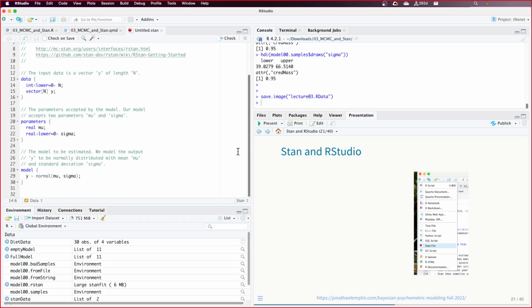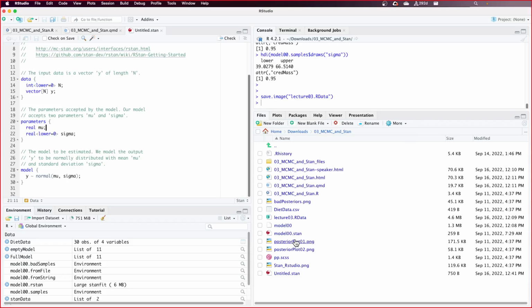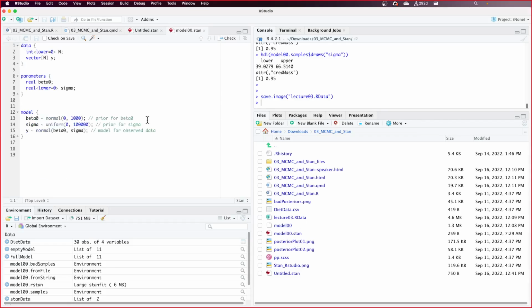Stan files themselves are text files. So they're just plain text. And if you look at our code that's online, you'll see there's a model00.stan file in the folder. It's just plain text, just like the R syntax file is plain text as well.